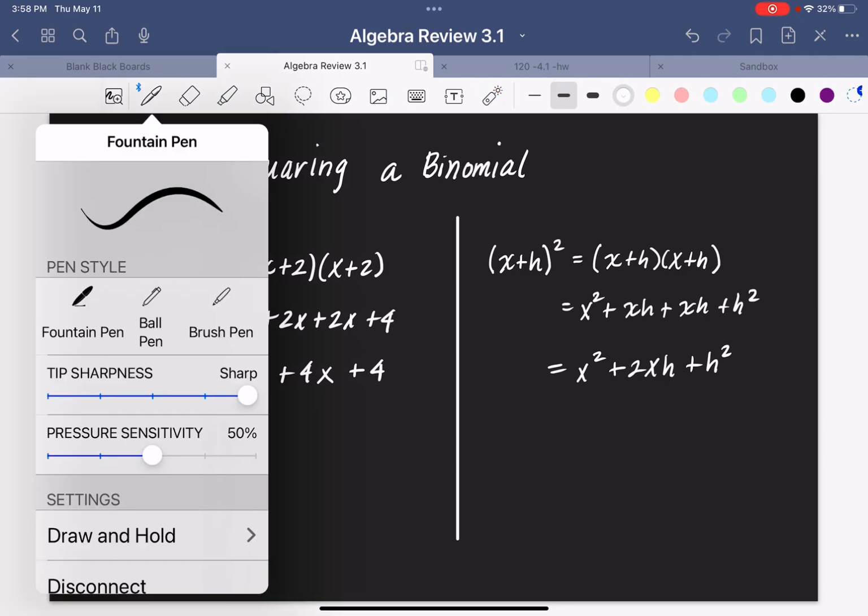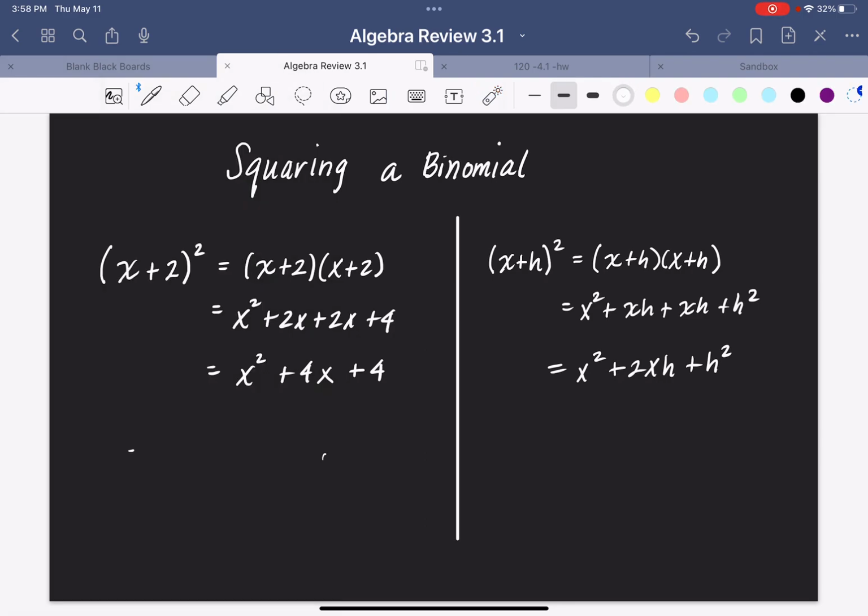The biggest issue here is that x plus 2 squared is not x squared plus 4. And a lot of students will make the mistake of just squaring each term. But remember, this exponent means x plus 2 twice, and the way we multiply a binomial times itself, or two binomials, is you use the FOIL rule.